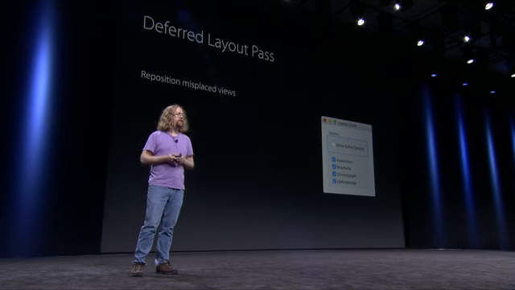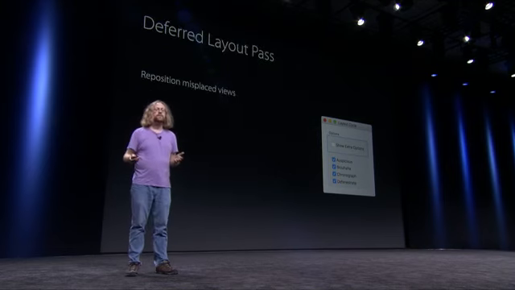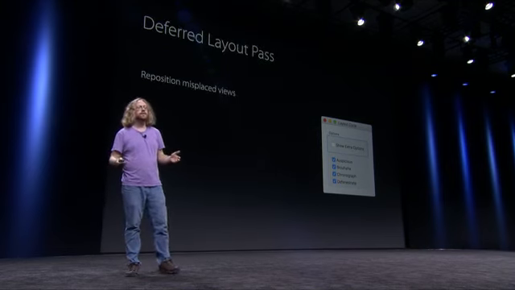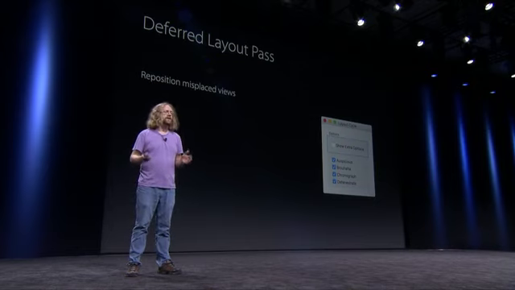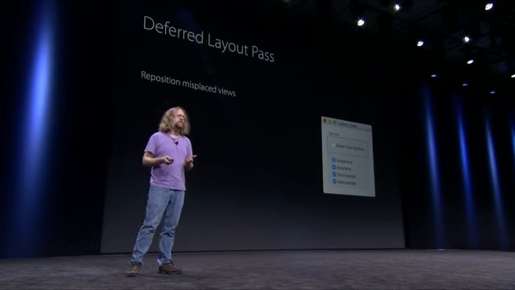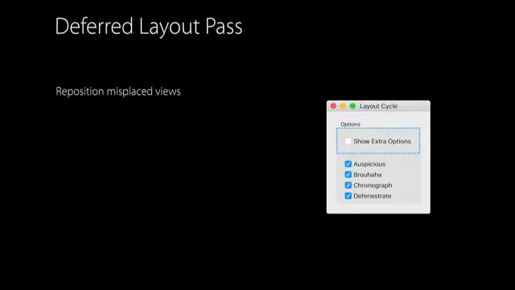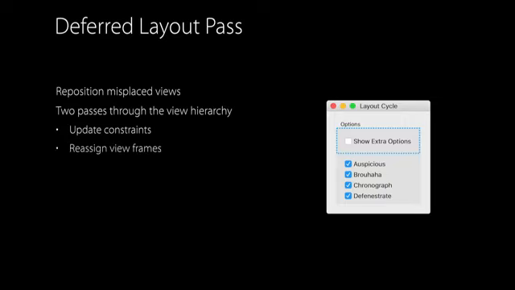So when the deferred layout pass comes along, the purpose of this, of course, is to reposition any views that are not in the right place. So when we're finished, everything's in the right spot. And pass is actually a little bit of a misnomer. There are a couple of passes that happen here. The first is for updating constraints. The idea with this is to make sure that if there are any pending changes to constraints, they happen now, before we go to all the trouble to traverse the view hierarchy and reposition all the views. And then the second pass is when we do that view repositioning.